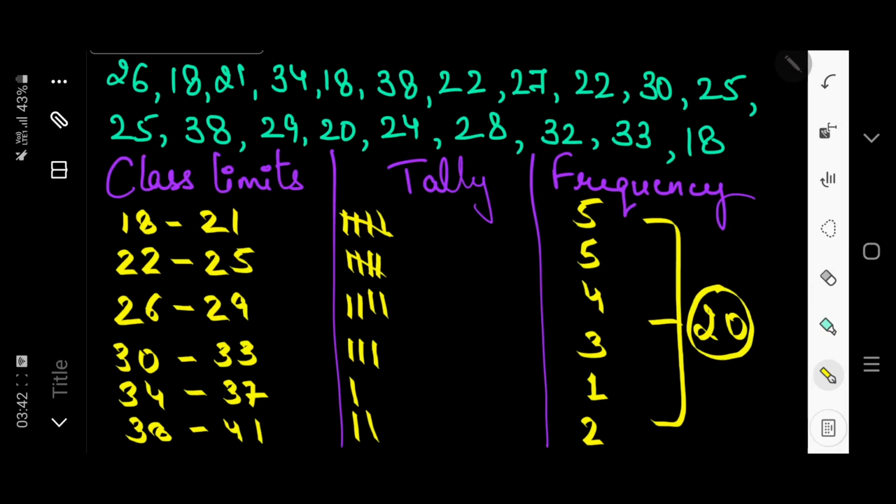So now we are done with example 1, which was for the ungrouped data, and the second example is for the grouped frequency distribution. In the first one, we made the table for the ungrouped frequency distribution. Then the second one we have done for the grouped frequency distribution.